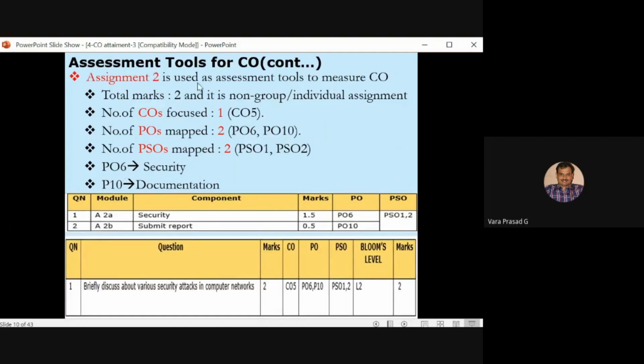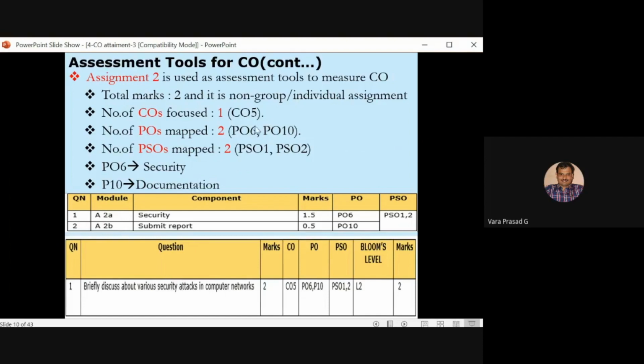Now, assignment 2 can also be used in order to measure the CO. While calculating the CO, we are also using assignment 2, but the only thing is that the total marks for assignment 2 is 2. It is a non-group activity. What do you mean by non-group activity? In the sense, the faculty member will give the assignments, individual students have to do the task, and then they have to submit the reports. Whatever individual assignment is given, it is related to security.